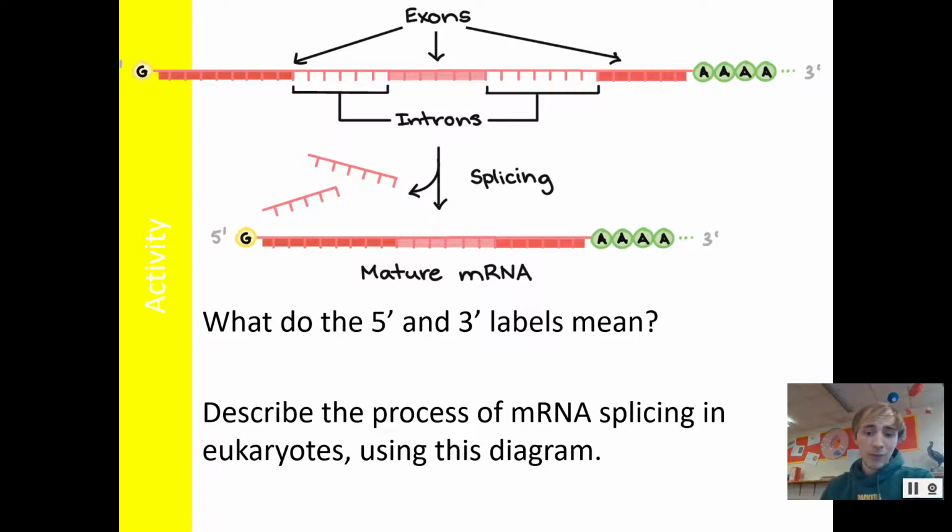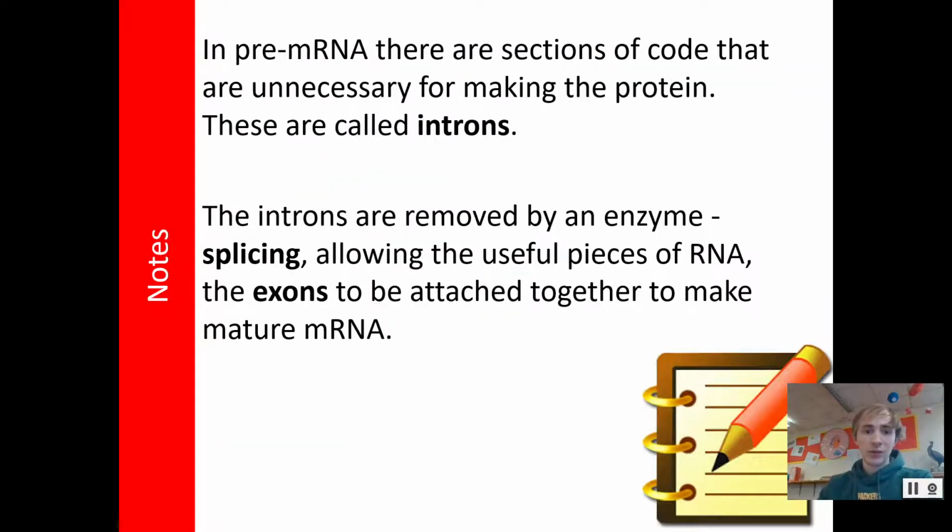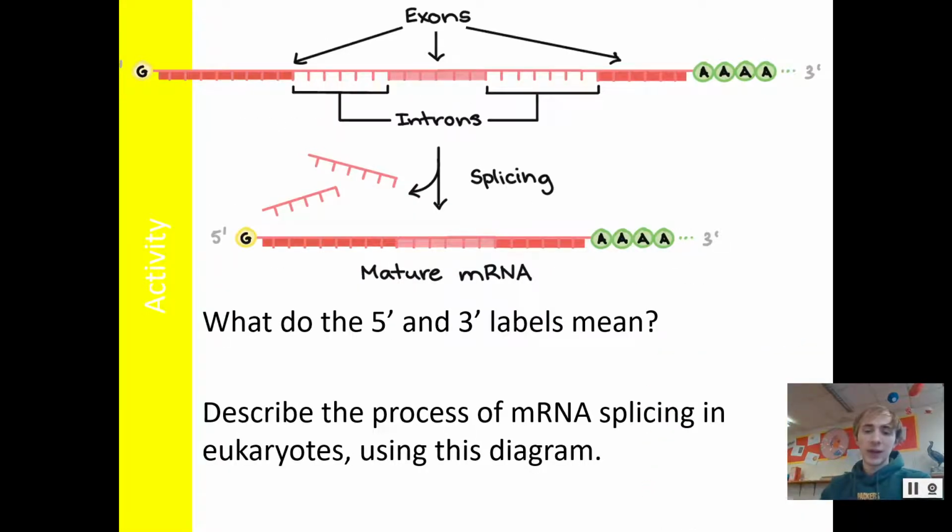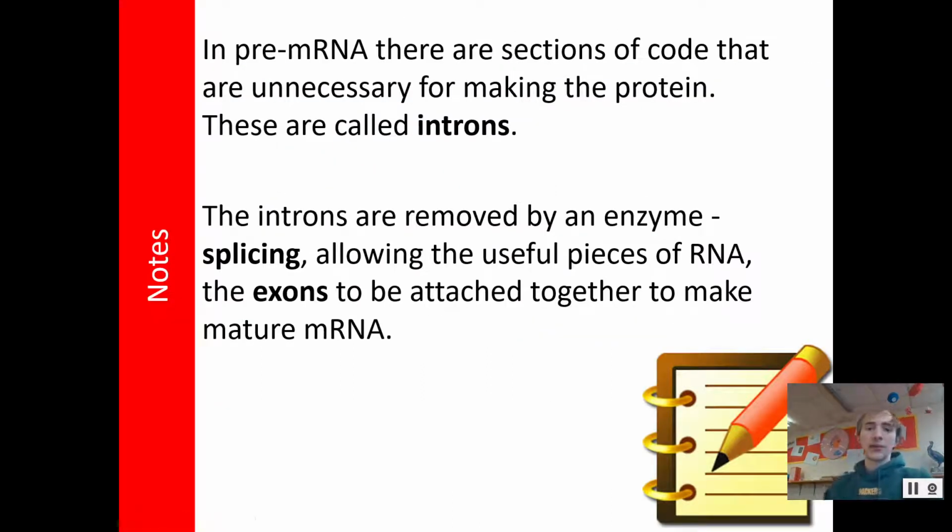To describe the process of mRNA splicing, what you should have written is something like this. We should have written that the introns are being removed and the exons are being attached together. Now this is called splicing, and the reason this happens is because there are sections of eukaryote DNA that are not necessary for making the protein.